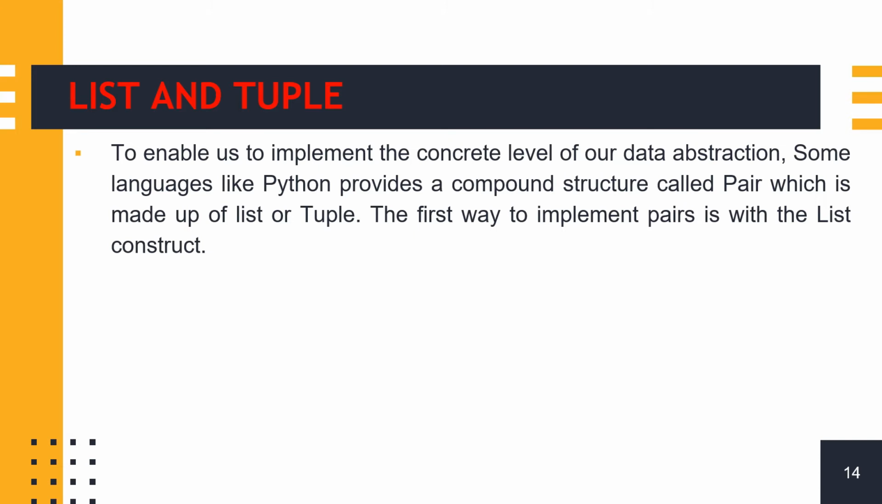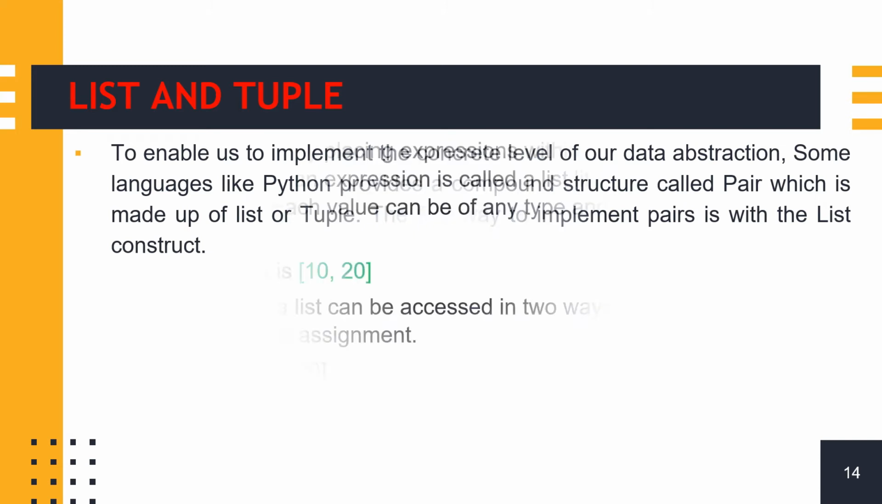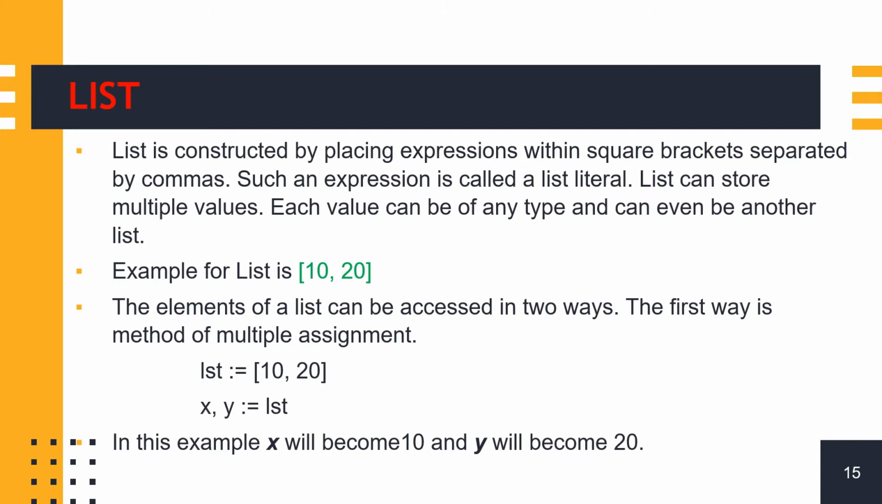The first way to implement pairs is with the list construct. A list is constructed by placing expressions within square brackets separated by commas. Such an expression is called a list literal. A list can store multiple values. Each value can be of any type and can even be another list. An example of a list is [10, 20].